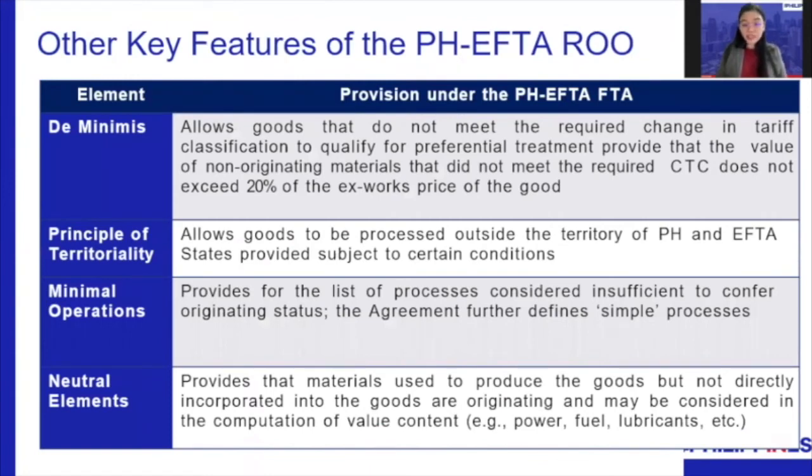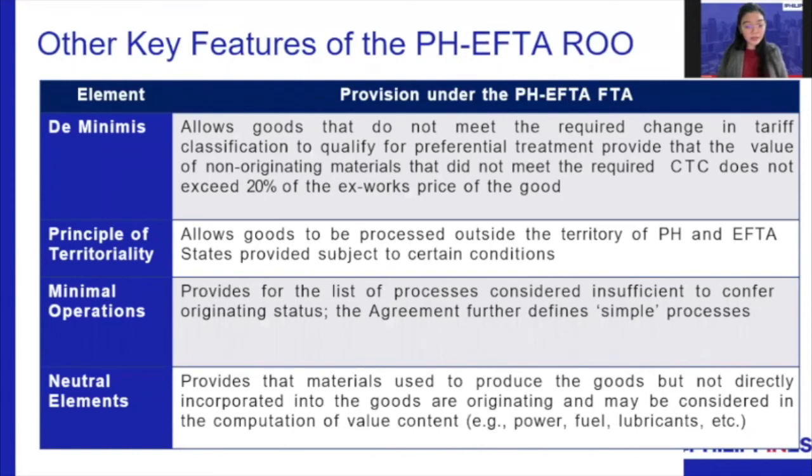Other key features of the Philippines EFTA rules of origin are the following. So we have the de minimis, which allows goods that do not meet the required change in tariff classification to qualify for preferential treatment, provided that the value of non-originating materials that did not meet the required CTC does not exceed 20% of the ex-works price of the good.